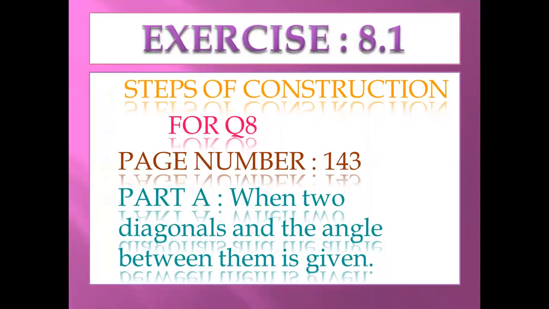Yes, now come to the steps of the construction. Steps of the construction of this question. Question number 8 is on page 143, where the heading is given when two diagonal and the angle between them is given. Under this statement, you will write the steps of construction. You can find the steps of construction of this question.